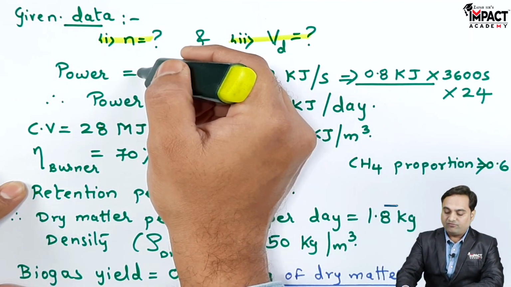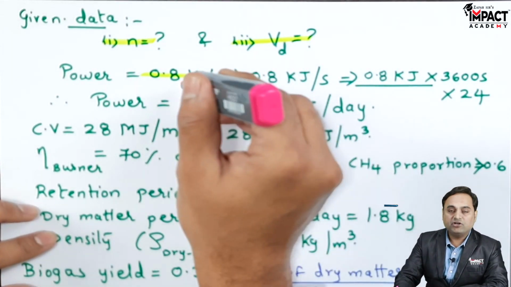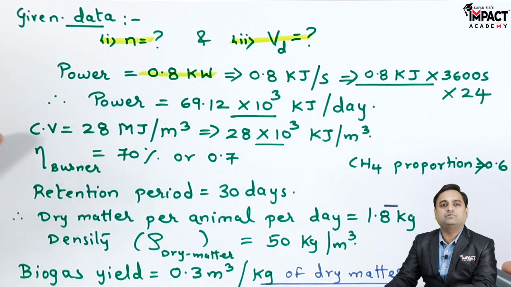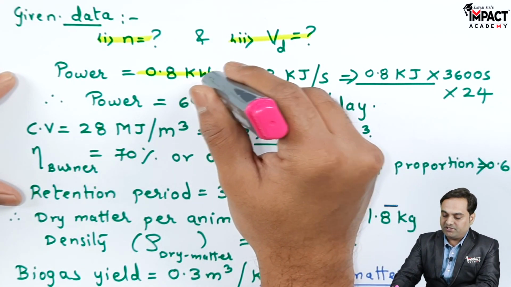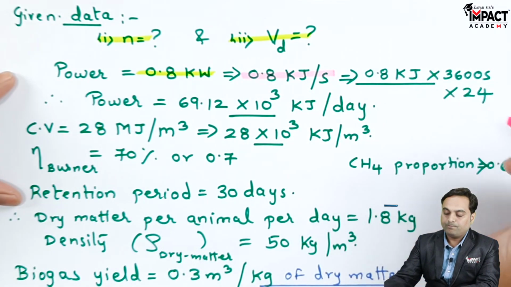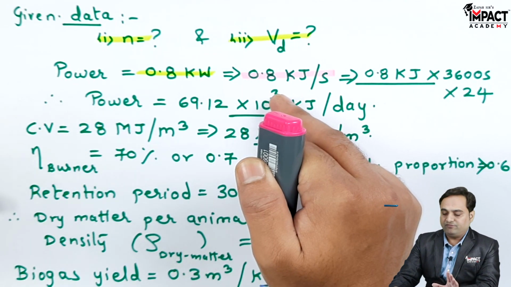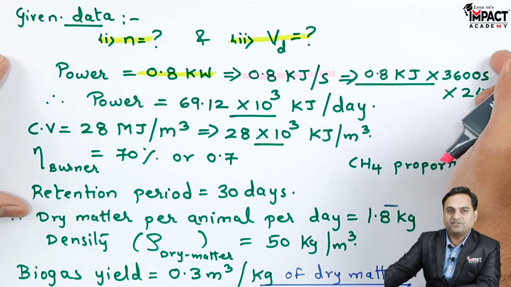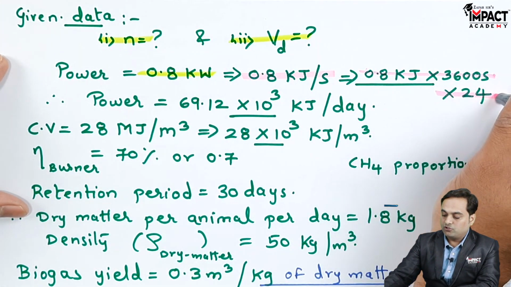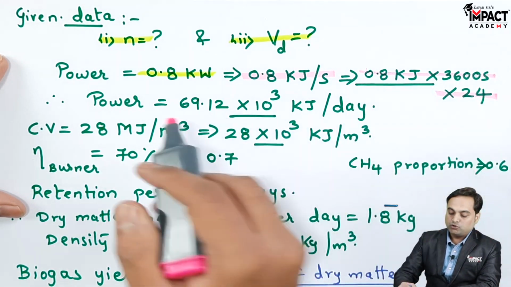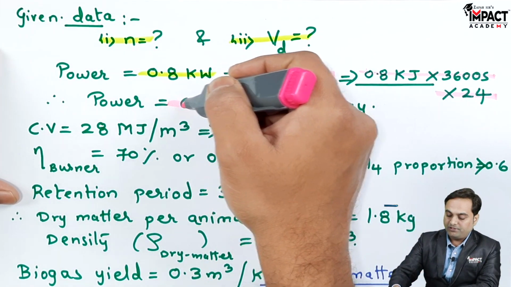Power, it is given in the form of 0.8 kilowatts. Now since it is in terms of kilowatts, first I need to convert this in terms of kilojoule per day. So for that, since 0.8 kilowatt is kilojoule per second, in 1 second the power produced is 0.8 kilojoule. So what we have to do here is multiply this with 3600 seconds. So it becomes the power produced in 1 hour. Then multiplying it with 24, I'll get the power which is produced per day. So this power plant is giving 69.12 into 10 raised to 3 kilojoule per day.